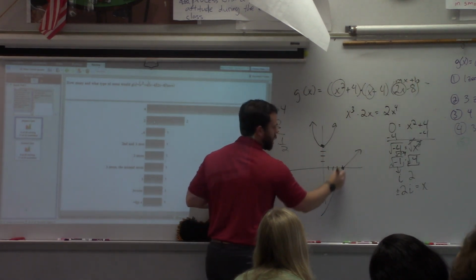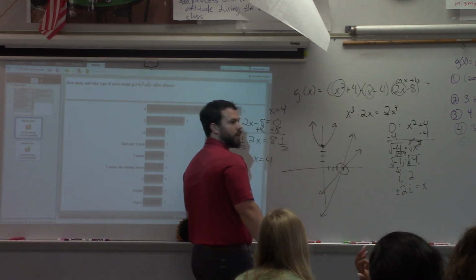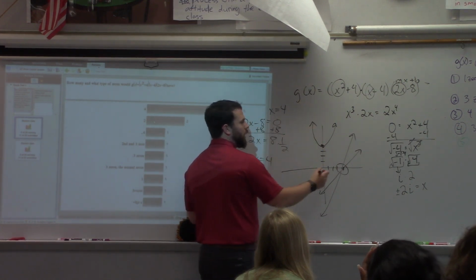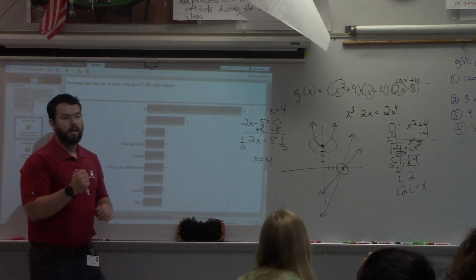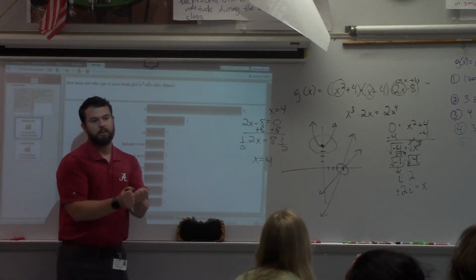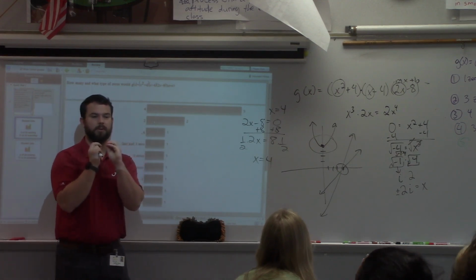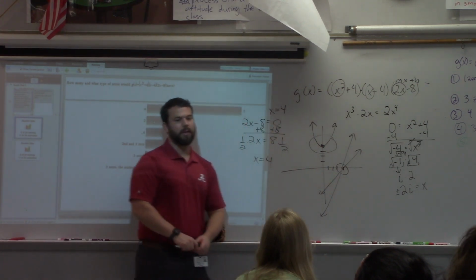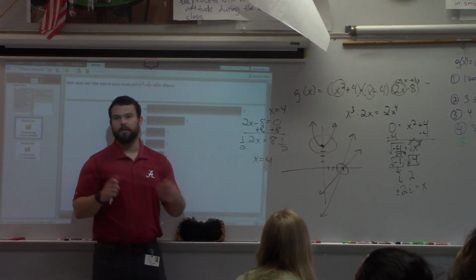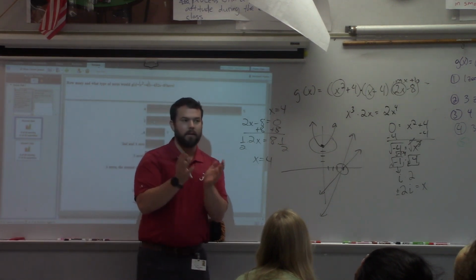So it looks something like this. Notice how many zeros are here at that double root? 2. How many zeros does this have? 2. Remember, if it's a parabola, it's what degree? Second degree, and every second degree has how many roots? 2. Remember, that's why we had a plus or a minus here, right? Positive or negative. So how many zeros do we have? 4.